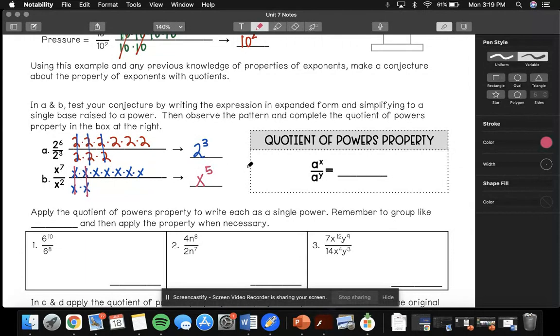Okay. So the pattern we're noticing is that if we have the same bases, we keep the base the same, but we take the exponents, the number of times it's being multiplied together, and we subtract to find the new value. So the quotient of powers property says if we have the same base and we're dividing them, we can simply subtract their exponents.